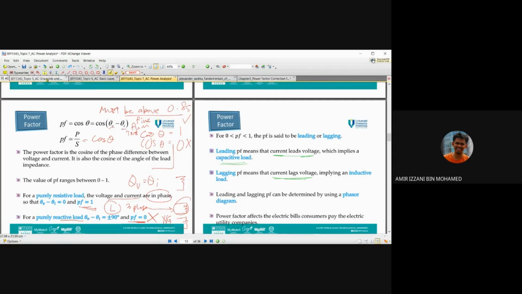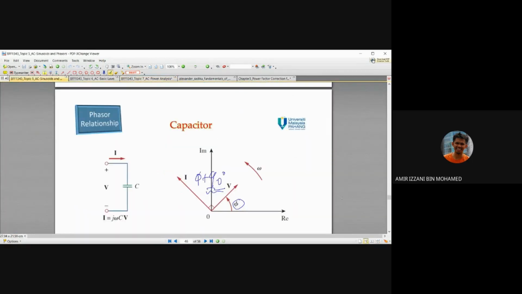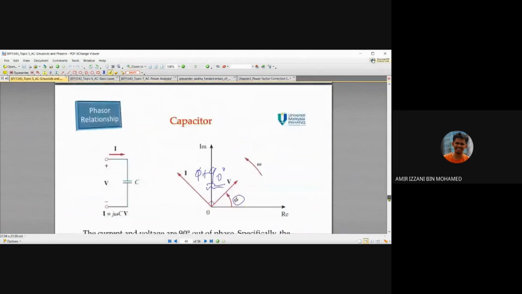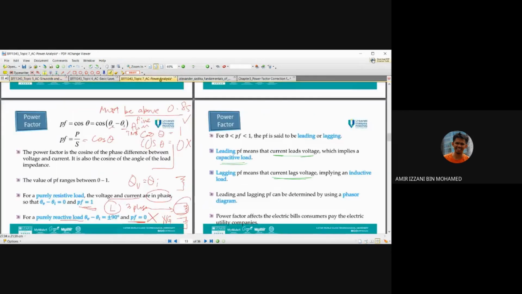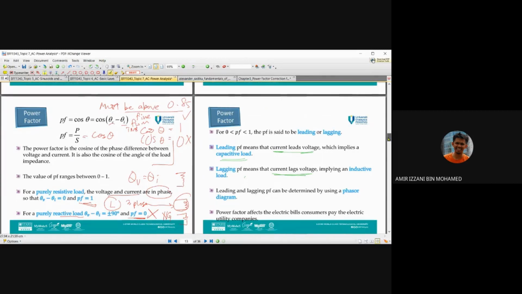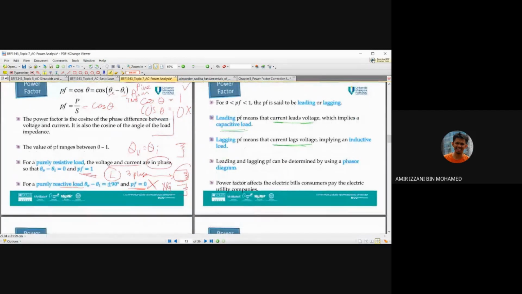You can go back to topic 5, pages 47, 46, 45, 44, to see how the current lags voltage. The explanation is there. Power factor will influence the electric bills. As I said earlier, if it has a value below 0.85, there will be a penalty that the company should pay.